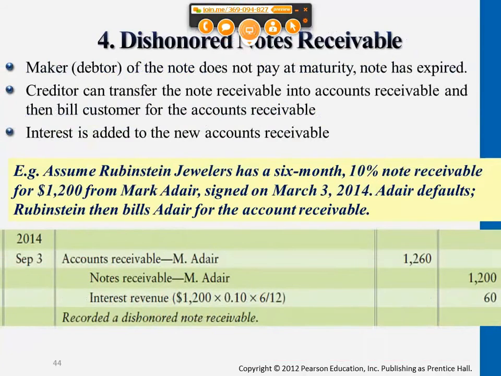Okay. Other cases, if notes are also past due, they didn't collect it on time, they can also convert this into accounts receivable. So this is really the call for the company. They can decide to do this or decide just to continually pursue the money from the customer, but they have an option to do this.